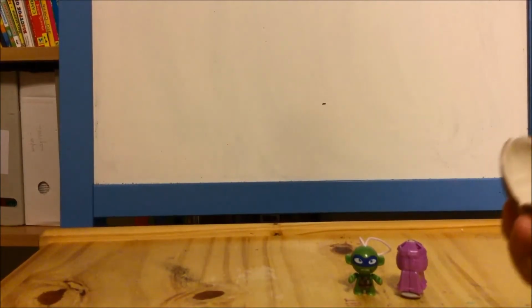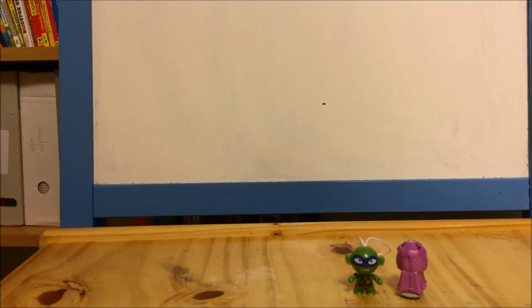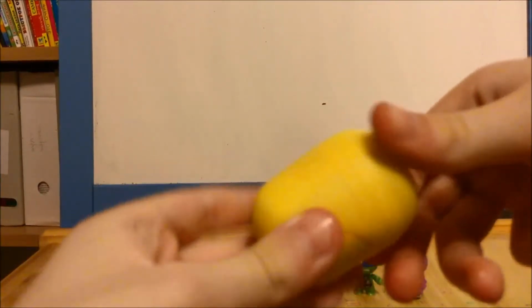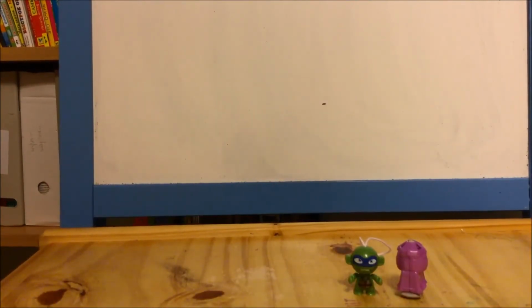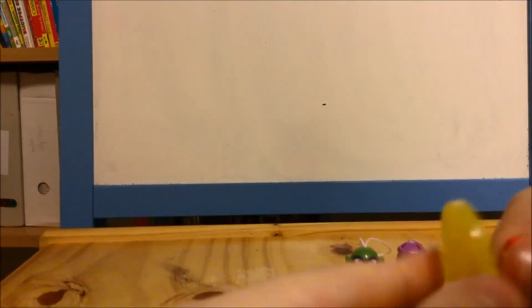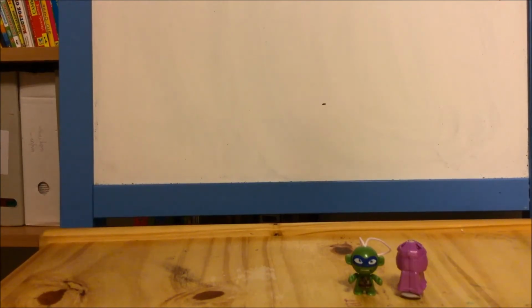Oh, it's a yellow! No! It's a yellow. See, yellow. Oh, we got a yellow rabbit! This is the one I don't have. I have two green rabbits, one blue rabbit, and now I have a yellow rabbit. Wow! Seems like it doesn't want to stand on its base. There we go.